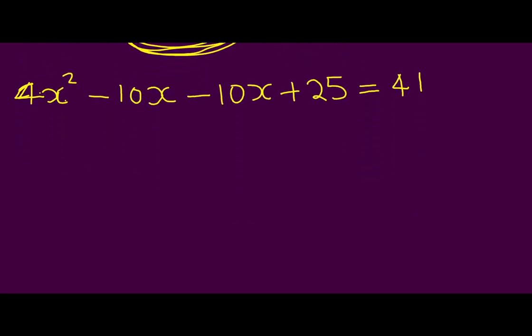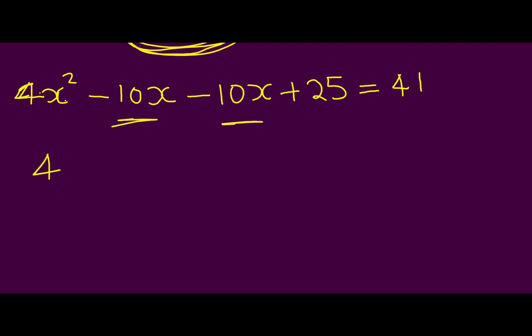Right? And from here, after we factorized the two binomials, now we're going to take the like terms and add them together. In this regard, we have two like terms, that is negative 10x and negative 10x. We're going to add them together and it's going to give us negative 20x. Obviously, they have the same sign, so they're going to be added together.